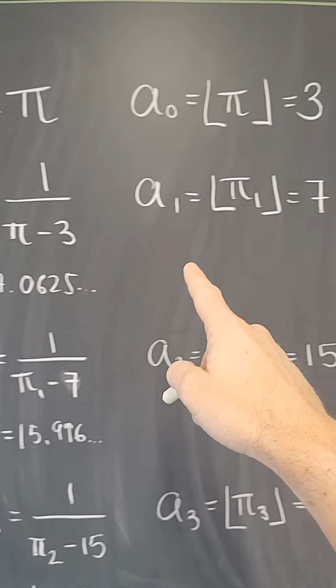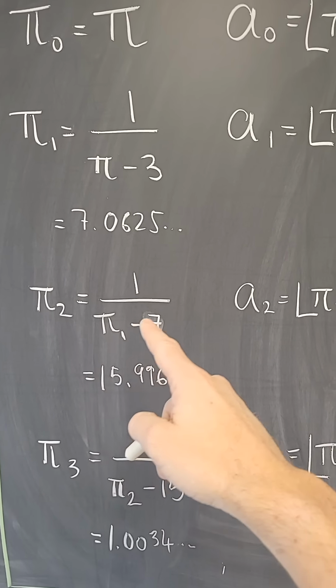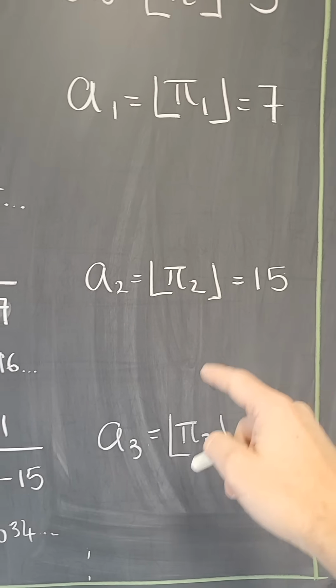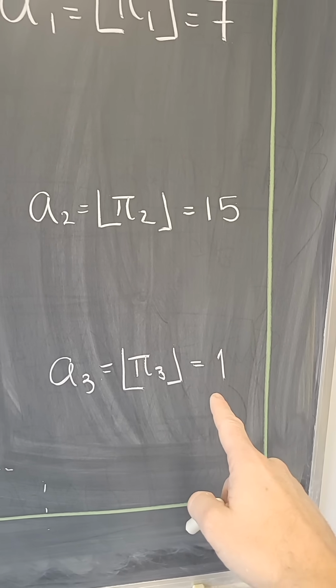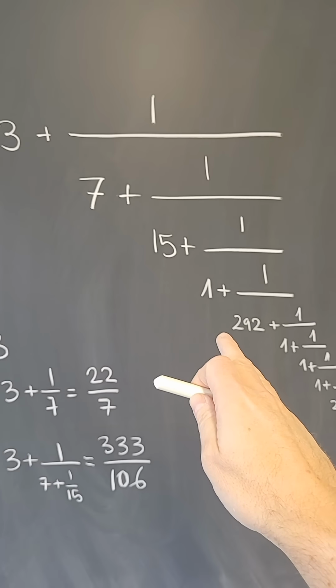That's about 7, so the floor of pi 1 is 7, that's a1. Then pi 2 is 1 over pi 1 minus 7, that's about 15, so a2 is 15, and then this number is about 1, so the third one is 1, etc. And those numbers correspond to the first coefficients in the continued fraction of pi.